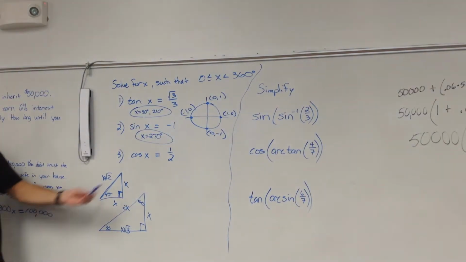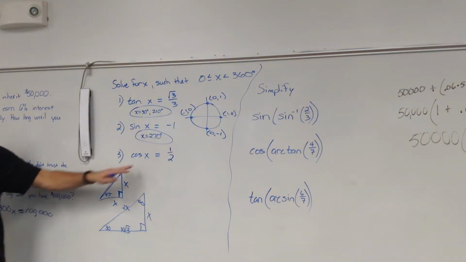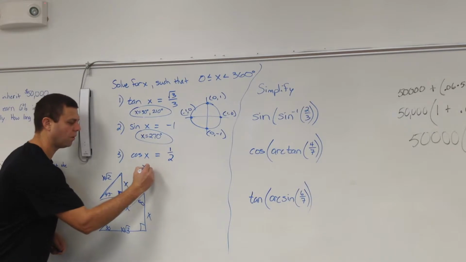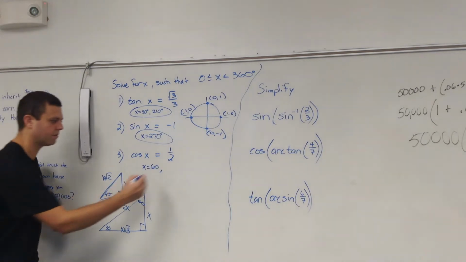Alright, last one. Cosine of x equals a half. 60 degree reference angle, because cosine of 60 is a half. Where is cosine positive? First and the fourth. Okay, cosine is your x. Cosine is going to be positive to the right. So I'm looking for a 60 degree reference angle in quadrants 1 and 4. Quadrant 1, 60 degree reference angle: 60. Quadrant 4, 60 degree reference angle: 300.